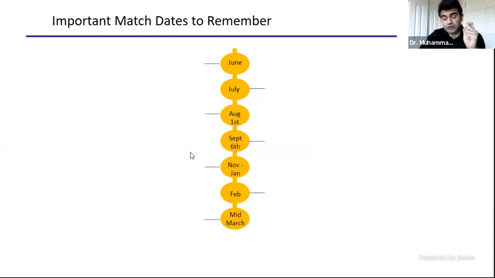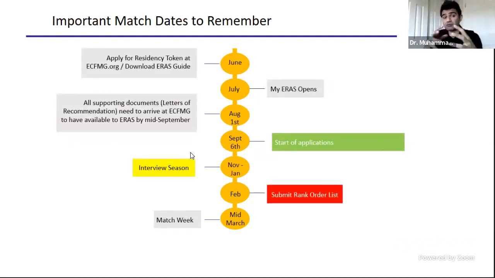These are some important dates. I really want your attention on these dates because it's important for you to understand what happens and when. If you miss any of these steps, it will impact your application. In the month of June, what happens? Remember I said ERAS, Electronic Residency Application Service, the electronic application. There is a token, which is just like a number. You go and purchase the number from the ERAS website, the ECFMG website. You purchase the number, then you put that number on the ERAS website, and it opens a blank application. They open ERAS in the month of July, so you purchase the token in June.